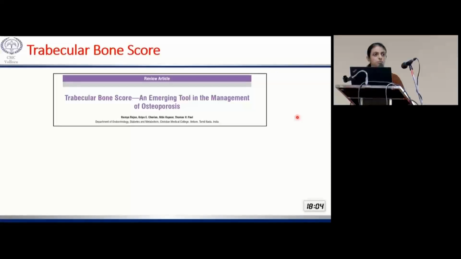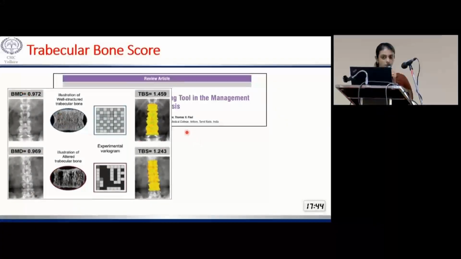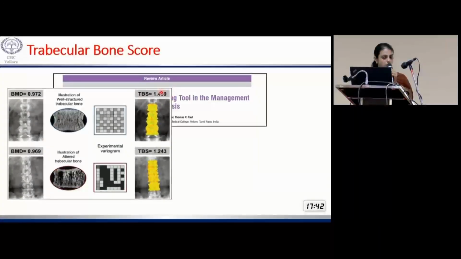So trabecular bone score, from the name it is evident that we look at the trabecular bone, and it's the lumbar spine that is rich in trabecular bone. So these are two images that I have shown. I think you will agree with me that in this bone, the trabeculae are well disposed and it's packed with trabeculae. The BMD is good and the trabecular bone score is normal or good.